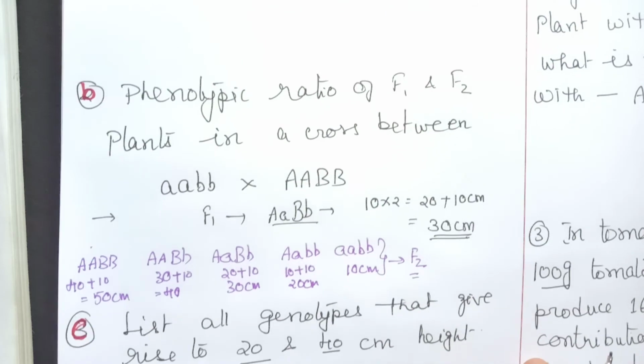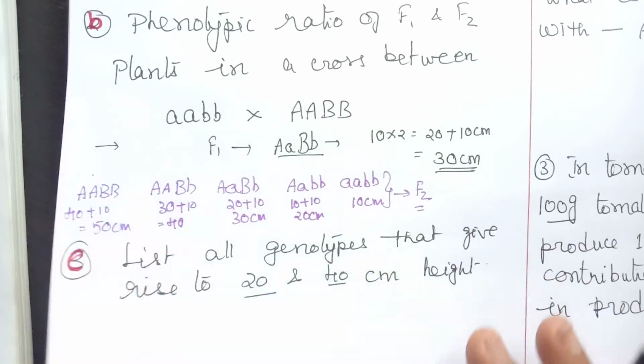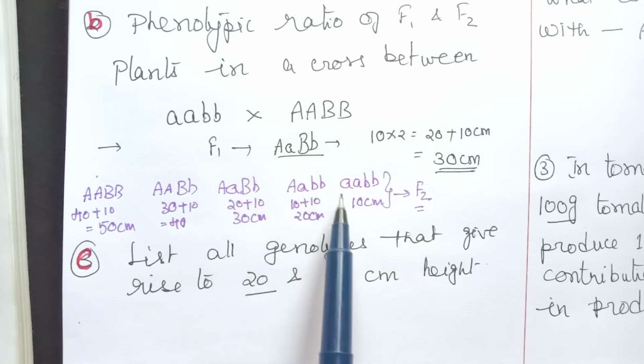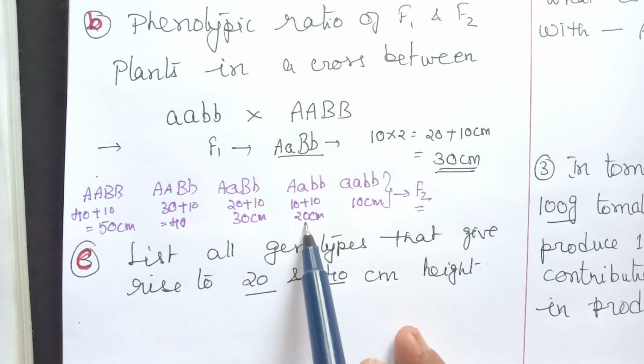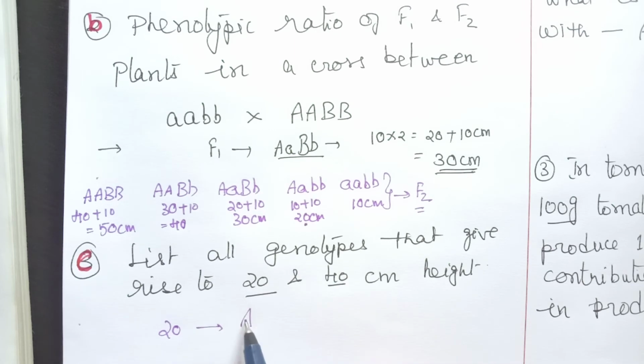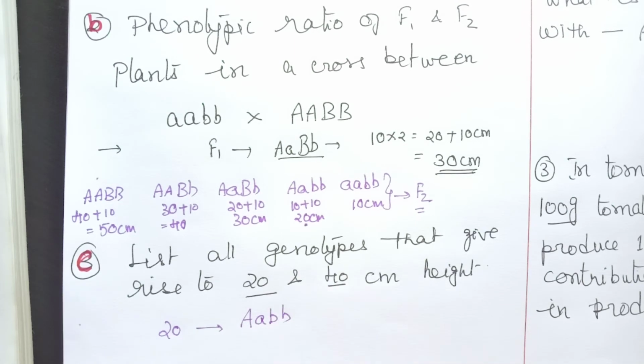Now the third question in this says, list all genotypes that give rise to 20 and 40 centimeters height. All genotypes that give rise to 20 and 40 centimeters. So here we can easily list down which is giving 20 and 40 just by referring to the above question. So 20 centimeters and 40. What is the genotype for 20? We can take any genotype with any one dominant allele.